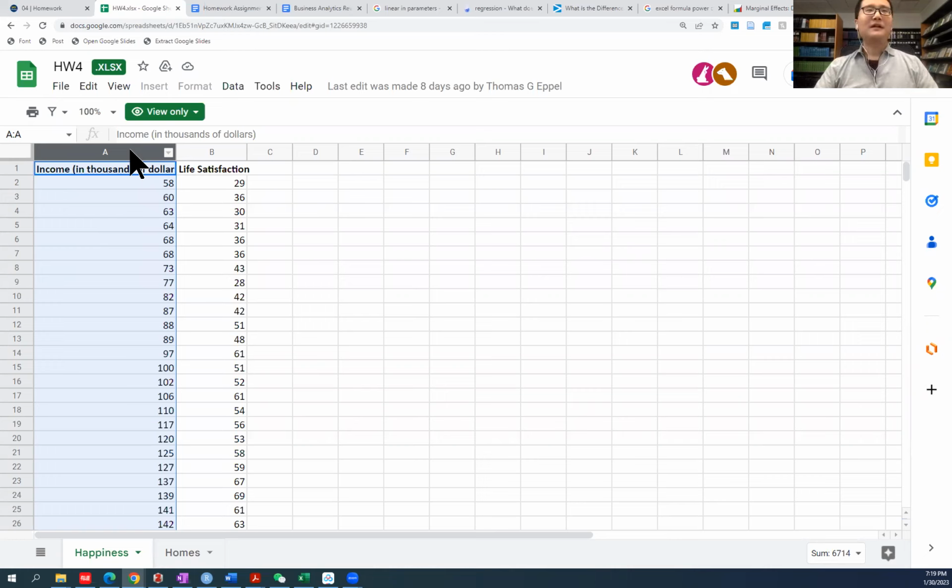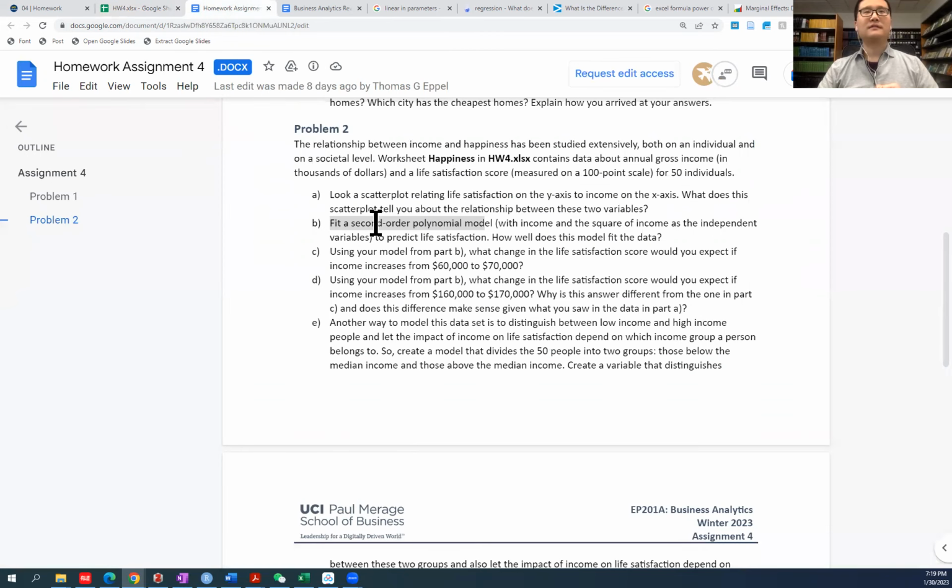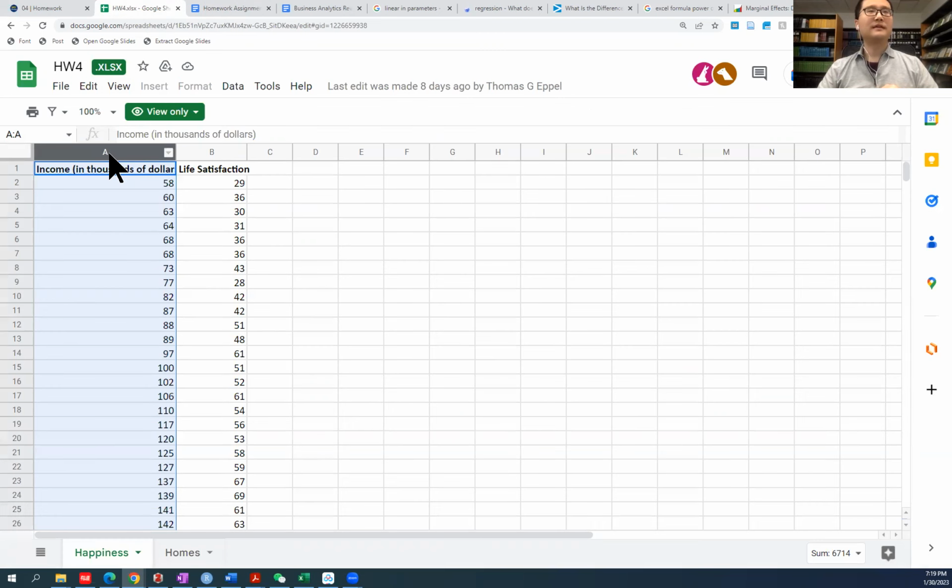So what I'm saying is that to address question part A, we simply plot these two, income and life satisfaction. That's enough.